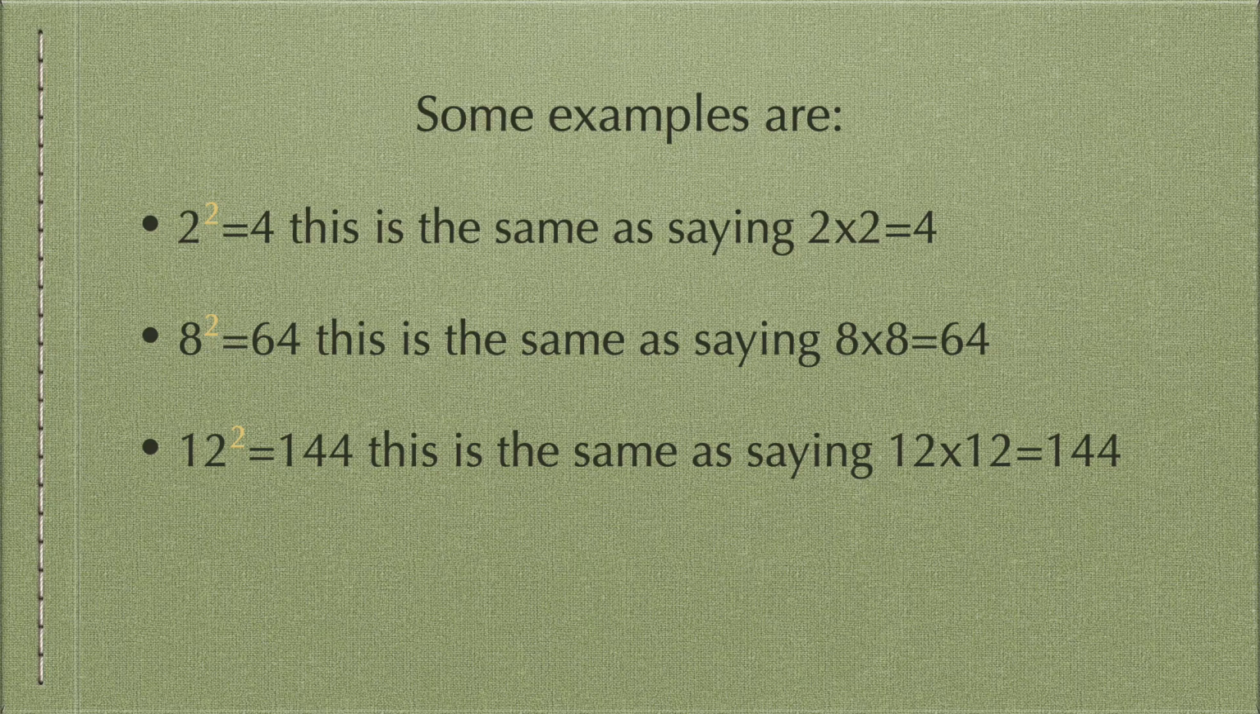Some examples are 2 squared equals 4. This is the same as saying 2 times 2 equals 4. 8 squared equals 64. This is the same as saying 8 times 8 equals 64. 12 squared equals 144. This is the same as saying 12 times 12 equals 144.